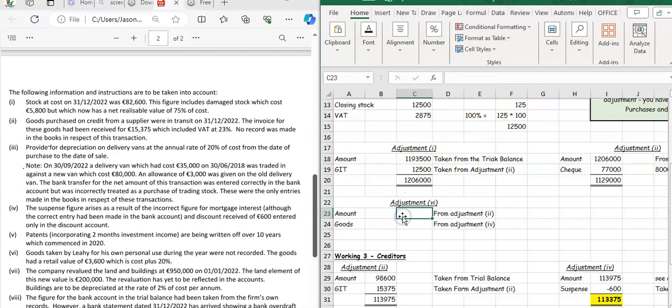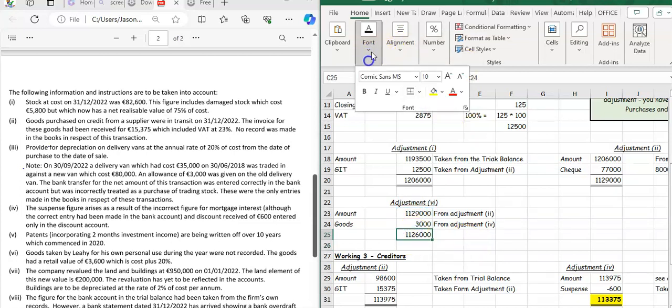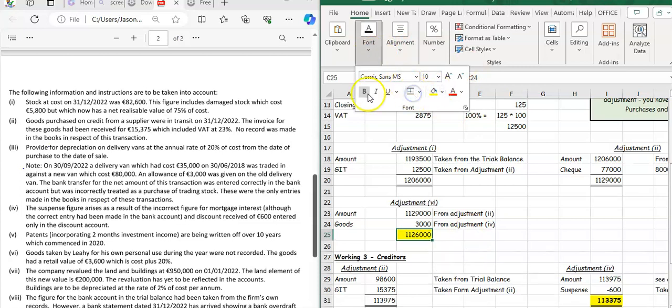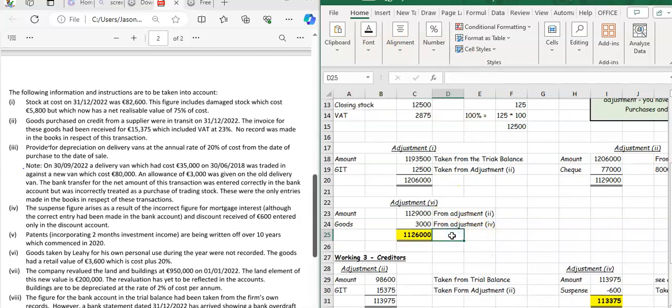So the amount we're going to decrease is from the previous adjustment. Then we need to decrease it by 3,000 because that's how much the goods were for. So that's going to give us a new figure of 1,126,000, and that's going to go into my profit and loss account in the trading.